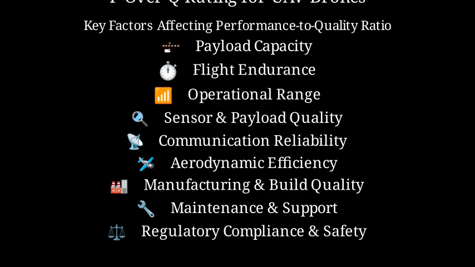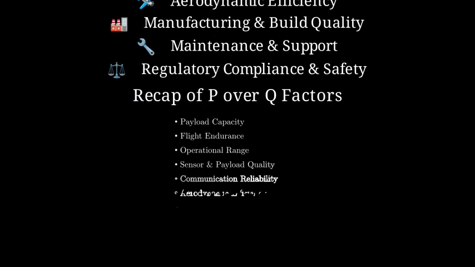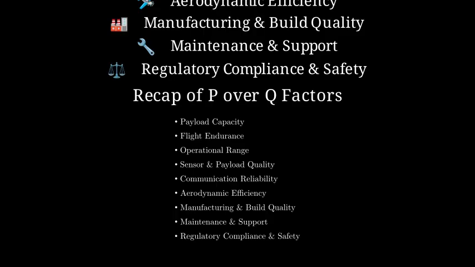Let's do a brief recap of the 9 factors that influence a company's P over Q rating for UAV drones. We examined payload capacity, flight endurance, operational range, sensor and payload quality, communication reliability, aerodynamic efficiency, manufacturing quality, maintenance and support, and regulatory compliance with safety. Balancing these factors leads to an optimal performance-to-quality ratio.